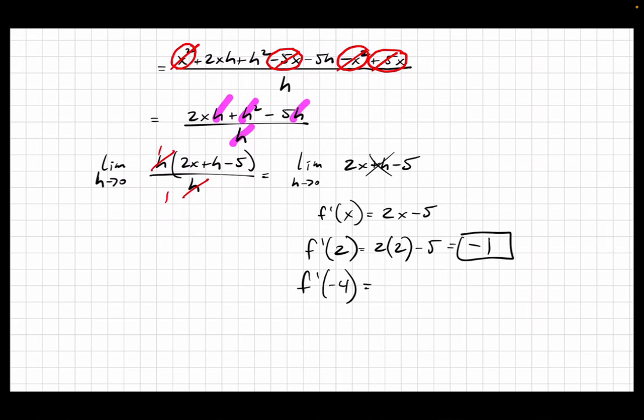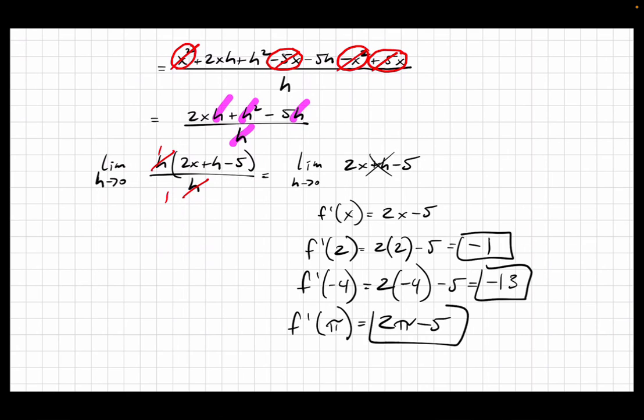-4, 2 times -4 minus 5, -13. Yeah. And then the last one is pi. Pi is the easiest one because you can't multiply times pi, so it's just going to be 2 pi minus 5. Pi is 3.14, so it's 2 times 3-ish minus 5. So about 1-ish. Done.